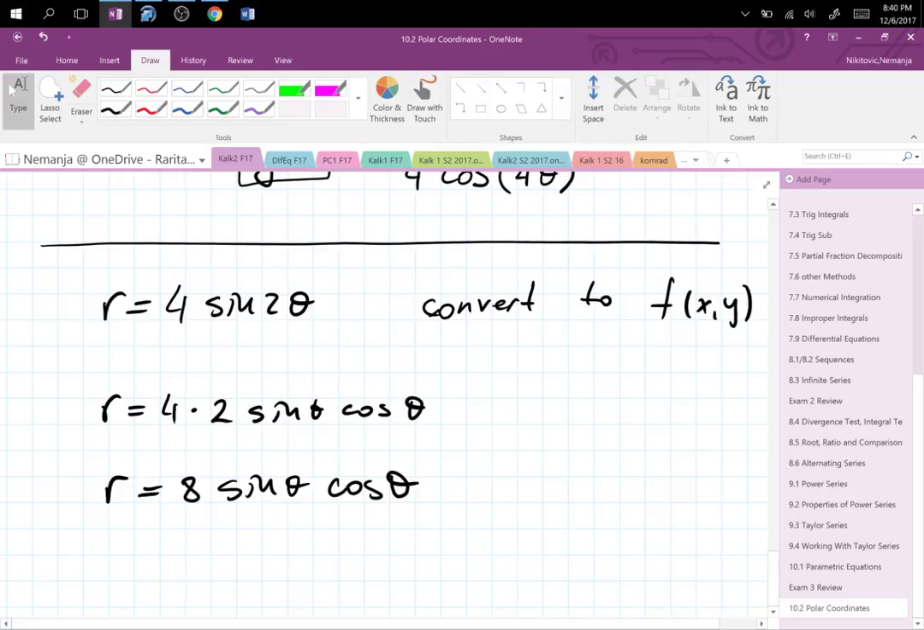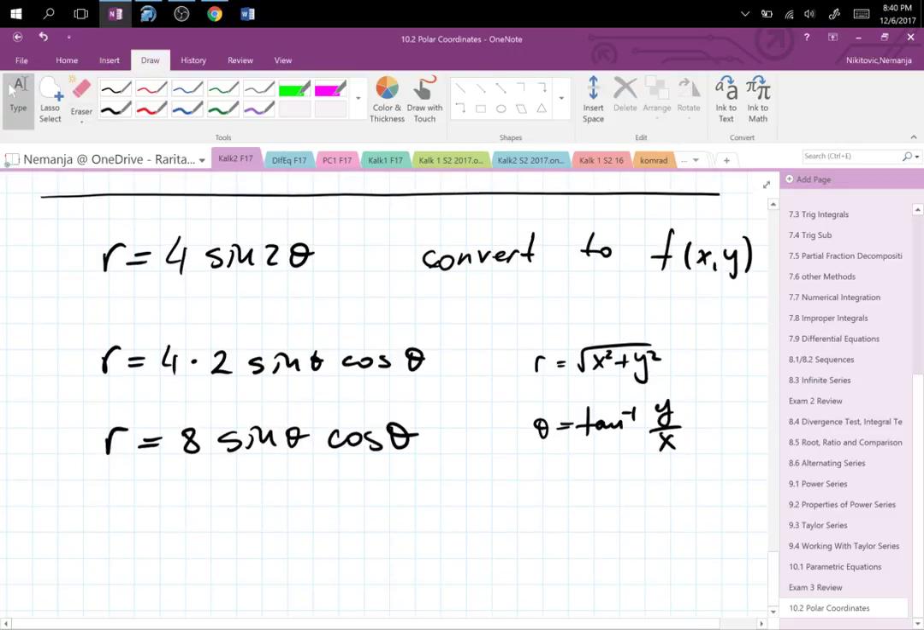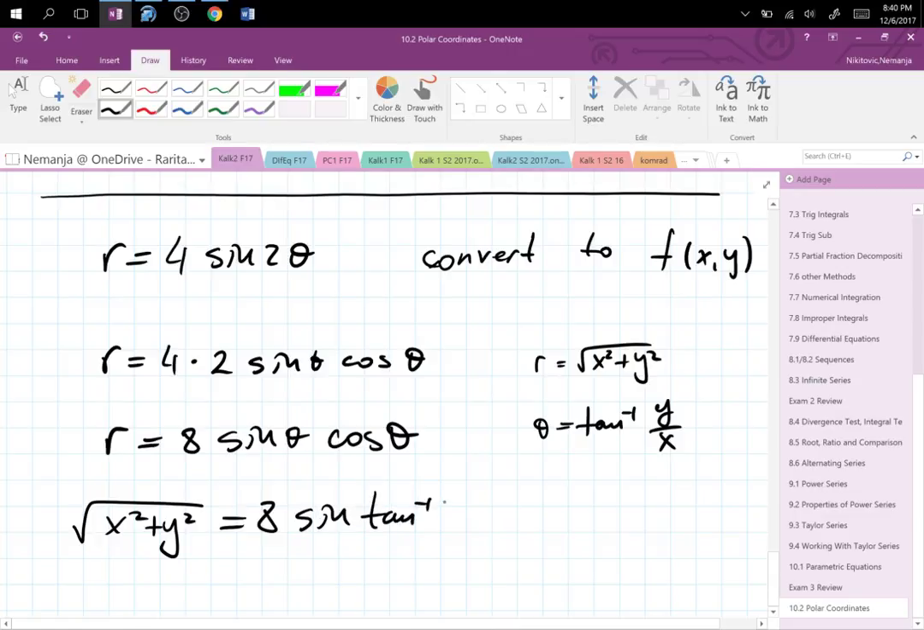All right. So now what are the formulas that we know? We know that r is the square root of x squared plus y squared. And we also know that theta is the inverse tangent of y over x. Time to plug these in and replace all r's and thetas with their equivalent x and y. So r becomes the square root of x squared plus y squared. On the other side we have 8 sine of tangent inverse y over x times cosine of tangent inverse of y over x.